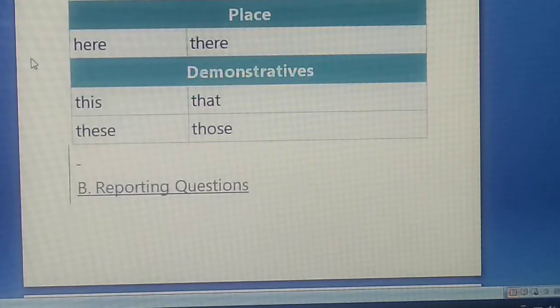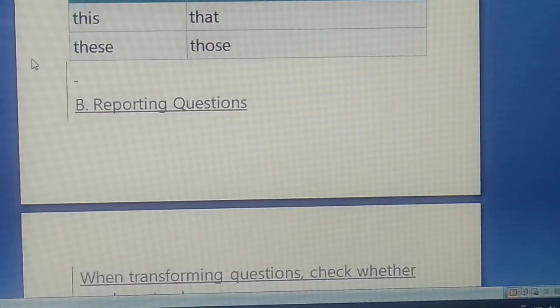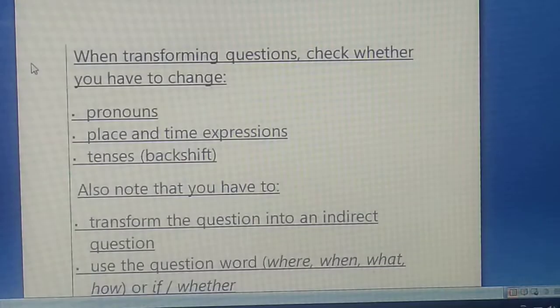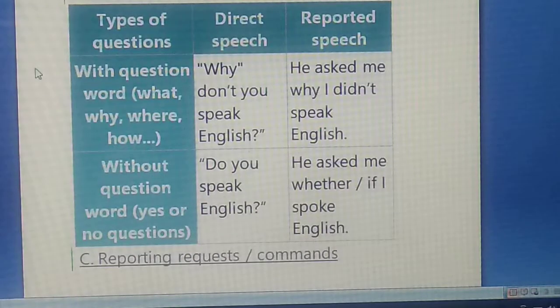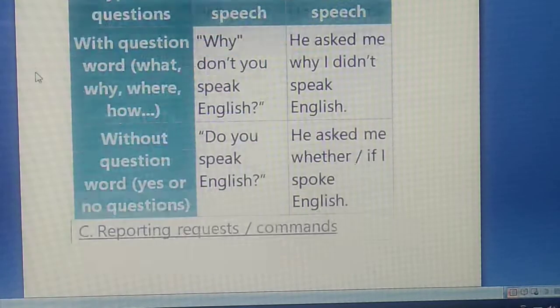Reporting questions. What happens? When transforming questions, check whether you have to change pronouns, place, and all that. So we have to check that. "Why don't you speak English?" He asked me why I didn't speak English. Somebody's asking somebody, "Do you speak English?" He asked me whether or if I spoke English.